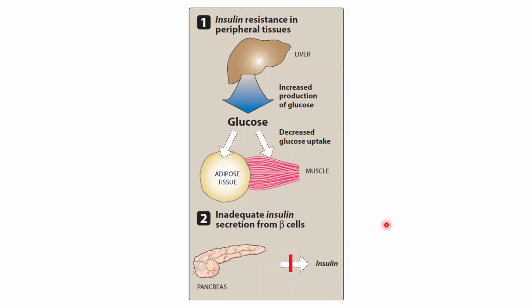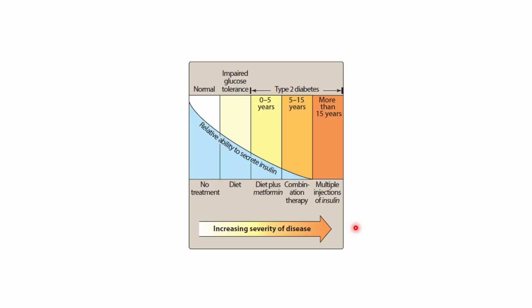The reason for the development of diabetes mellitus is the resistance of the tissues to insulin, when the glucose is not taken up by the tissues, mostly by the muscles. And the second reason is the decrease of the release of insulin, or the absence of insulin released by the pancreas. So these are the two reasons.